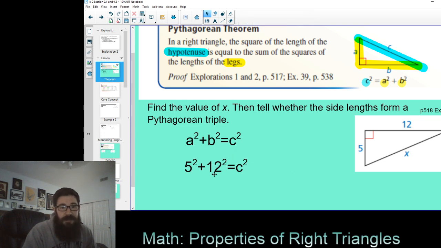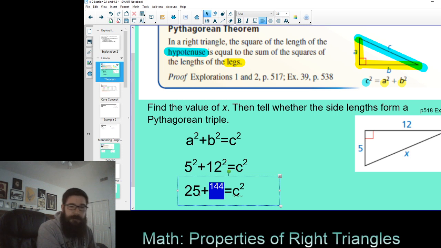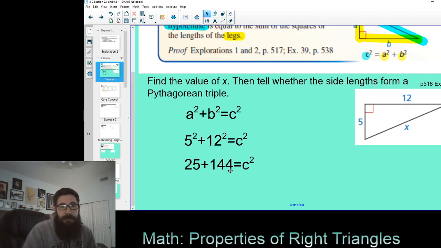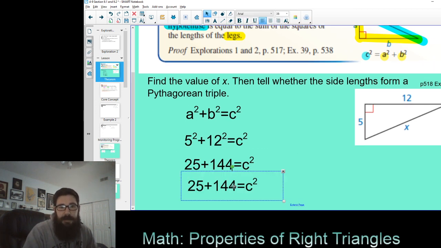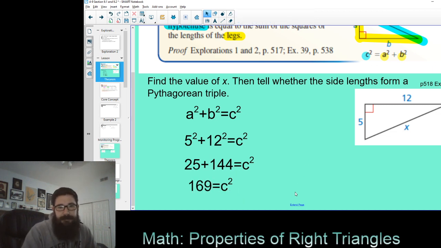I'm going to go ahead and clean this up. This is going to end up being a 25. This ends up being 144. If I add these together, that's going to give me 169. And then the next part I'm going to have to write out here. Think about the algebra I would do to get C by itself.